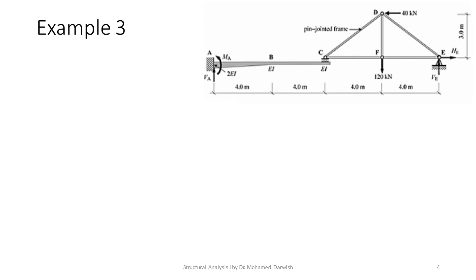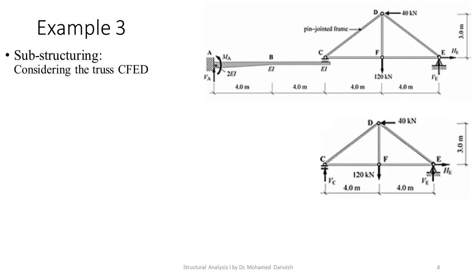In example 3, the truss CDEF is supported on the hinge E and resting on a roller at C that is resting on the cantilever ABC. So simply we will use the concept of substructure. So we'll take this truss, study the truss alone, truss CDEF.